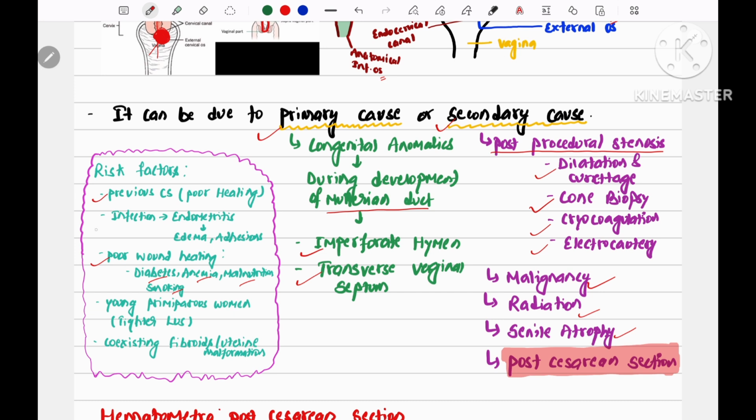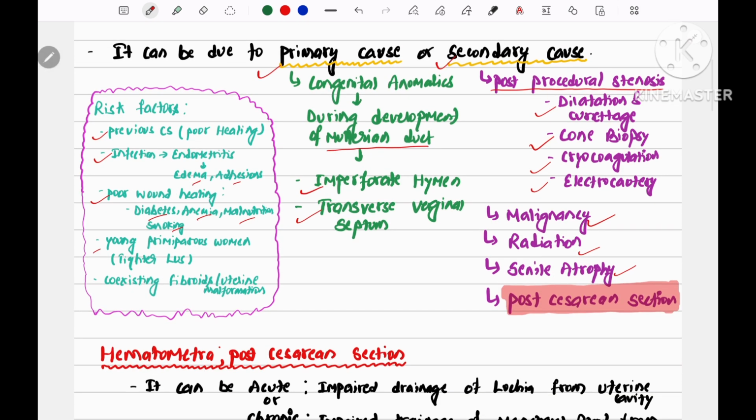And another is infection, like if there is any infection in the endometrium leading to endometritis, finally leading to edema and adhesions. So this can also cause hematometra. And the third one is young primiparous women. Primiparous means the woman who is having her gestation of more than 28 weeks, carrying the baby in the womb more than 28 weeks; these females are known as primiparous.